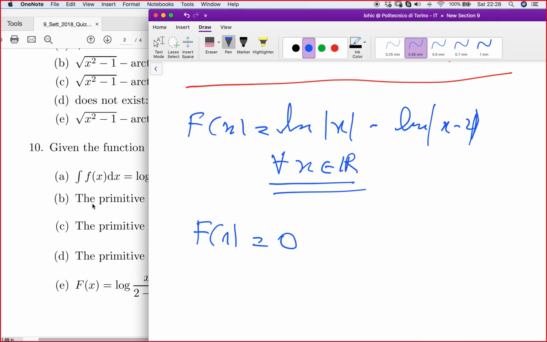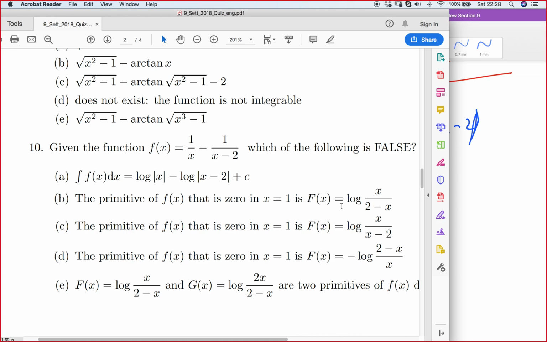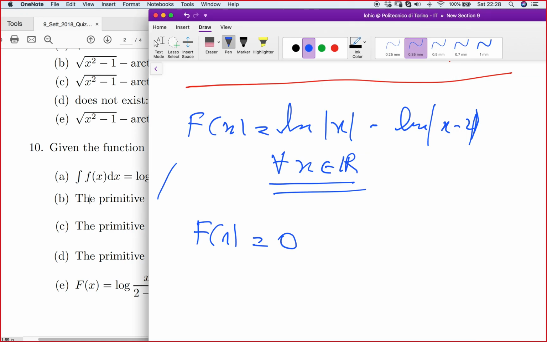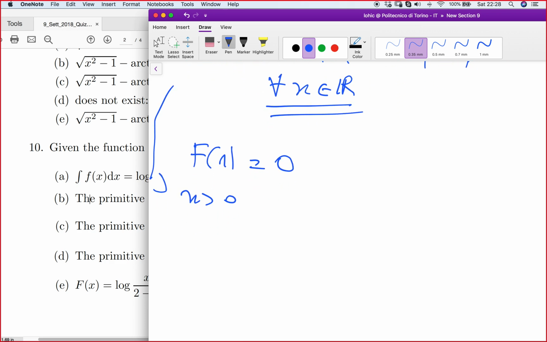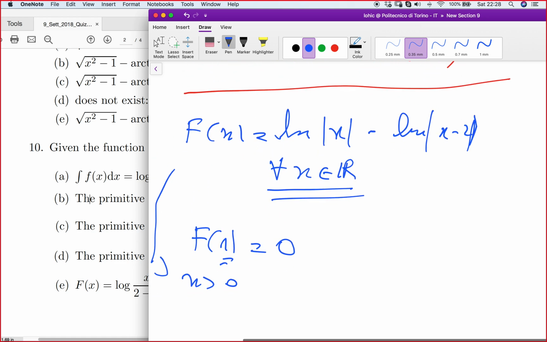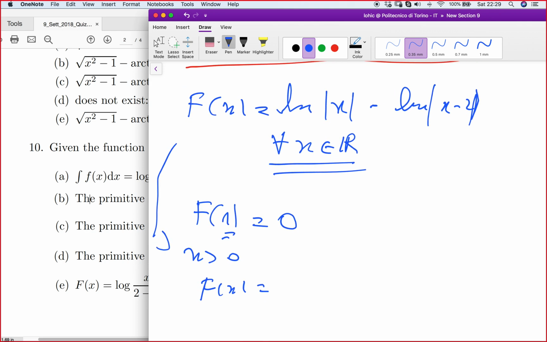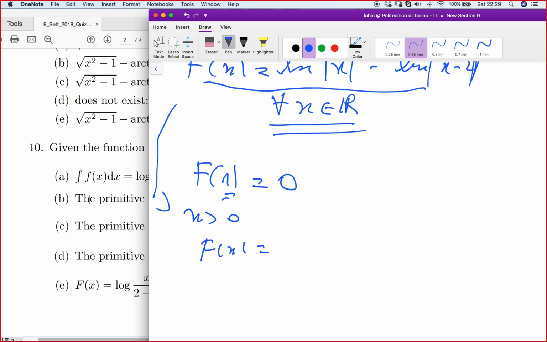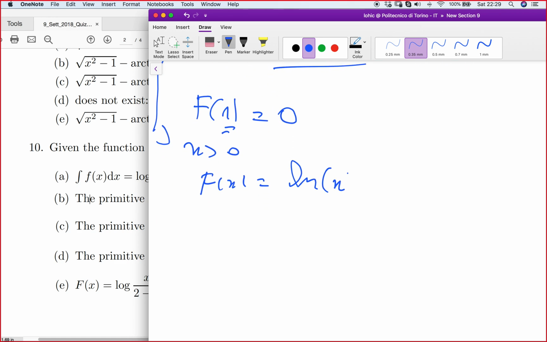Let's check this function f of x that they gave us. Is it a primitive? The answer is yes, because if x is greater than 0, as we are working around 1, we can write that big F of these primitives will become the logarithm of x, because I don't need the absolute value if x is positive, right? Minus the logarithm of x minus 2.